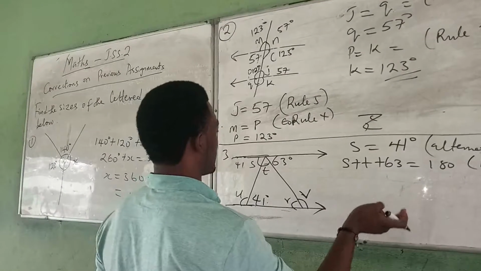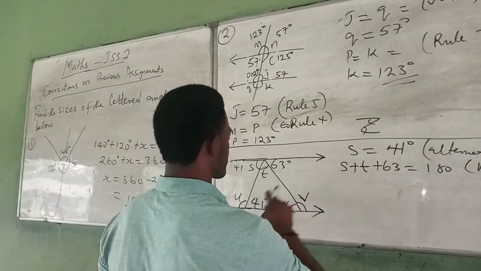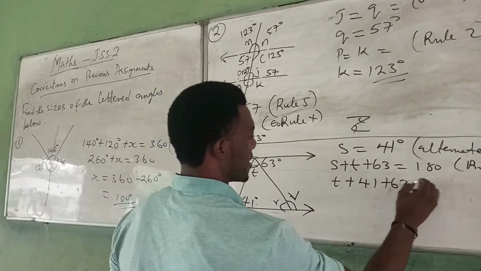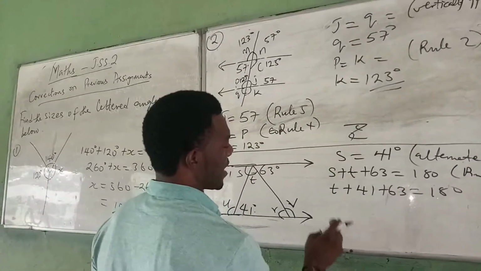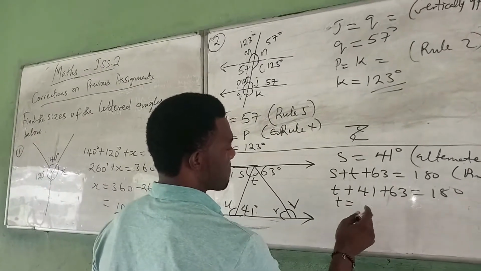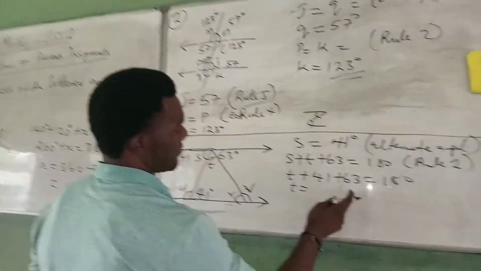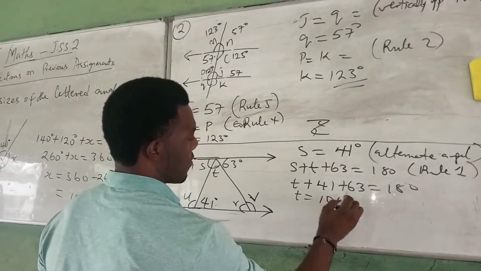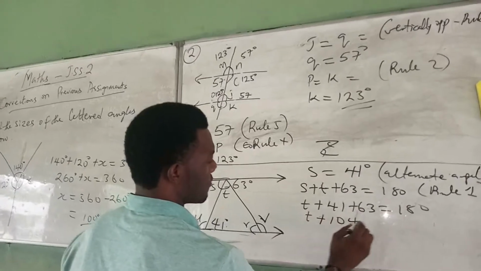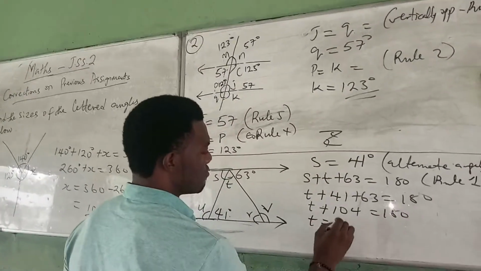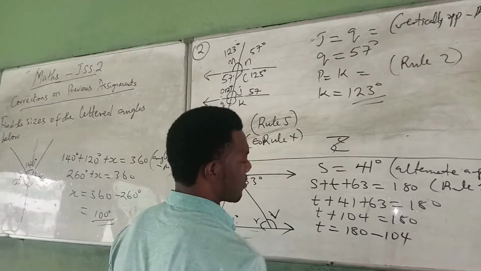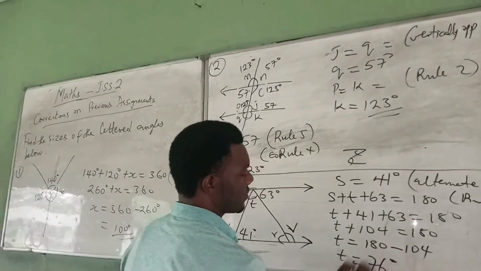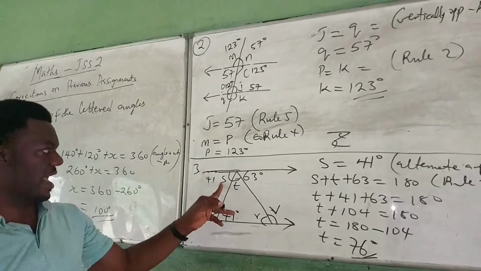And what is our X from what we have found so far? Our X is 41 degrees. So we have T plus 41 plus 63 equals 180 degrees. And 41 plus 63 should give us 104. So T plus 104 equals 180 degrees. Our T now will be 180 degrees minus 104. So our T now will be equal to 76 degrees. So we have found T and X.